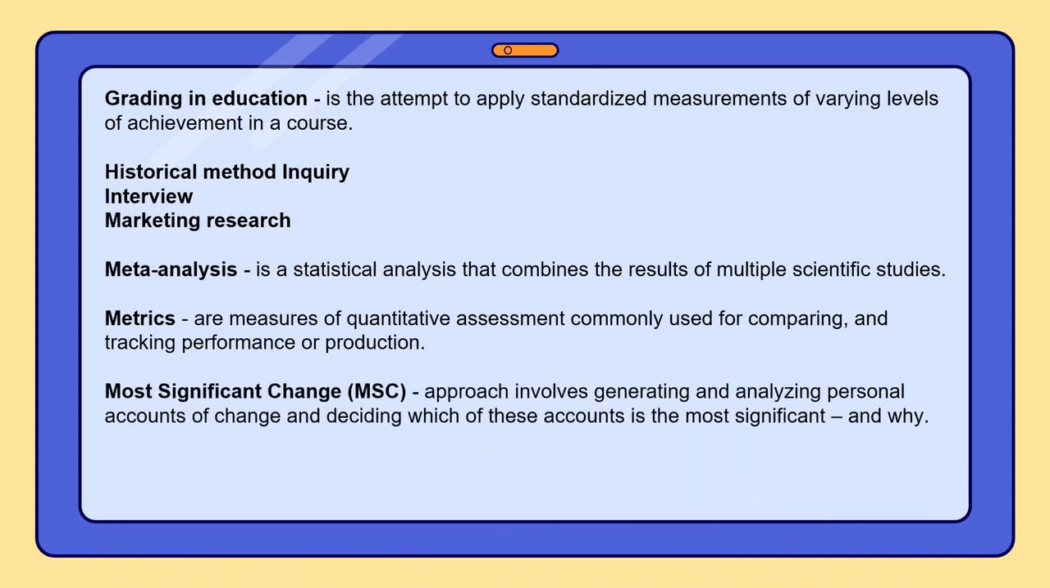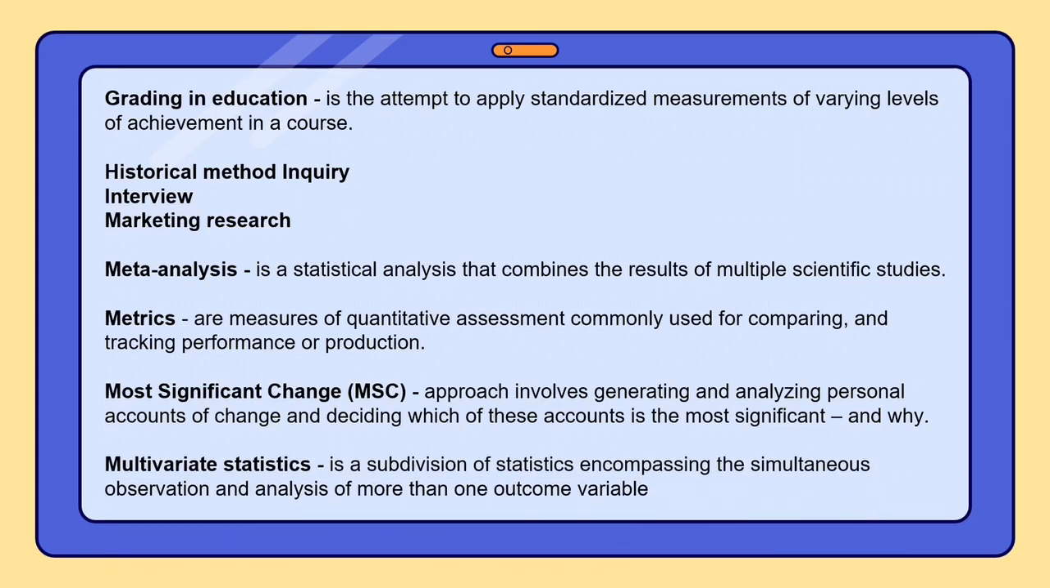Next is most significant change, or MSC. The approach involves generating and analyzing personal accounts of change and deciding which of these accounts is the most significant and why. This is not just about collecting and reporting stories, but about having processes to learn from these stories, in particular to learn about the similarities and differences in what different groups or individuals value.